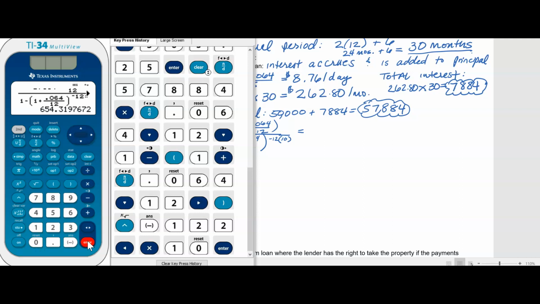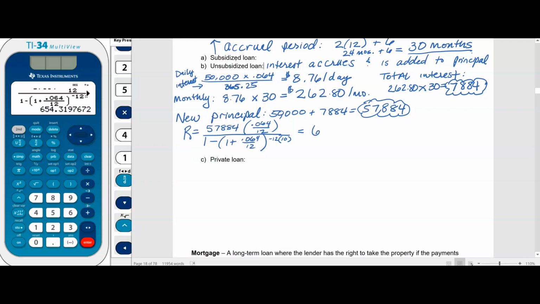And we get $654, and if we round, 32 cents. So I'm just going to come over here, $654.32. That's my monthly payment. I'm going to use a different color here so we can really highlight the monthly payment. So we've got a monthly payment of $654.32.